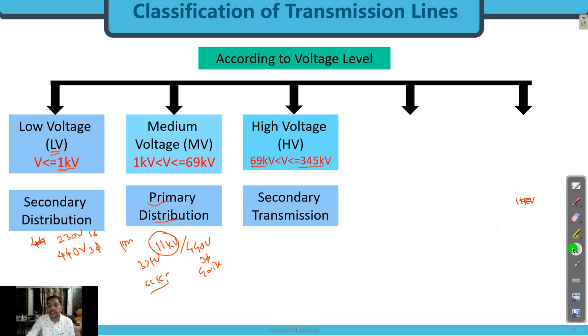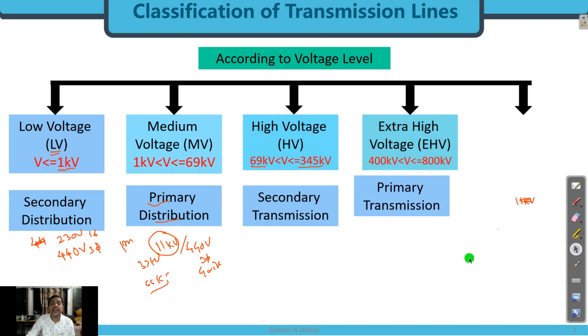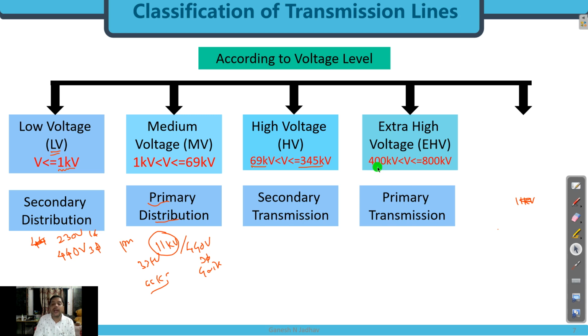Okay, then the next category is the extra high voltage, EHV. We are going to see this unit in detail in the next module. So extra high voltage, that is EHV, lies between 400 kV to 800 kV.